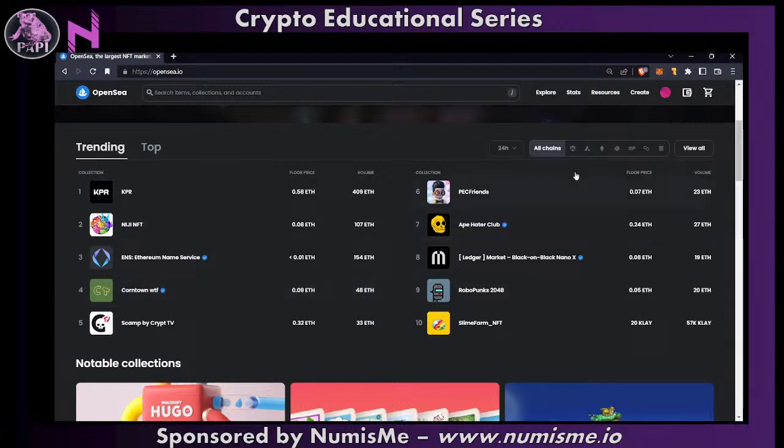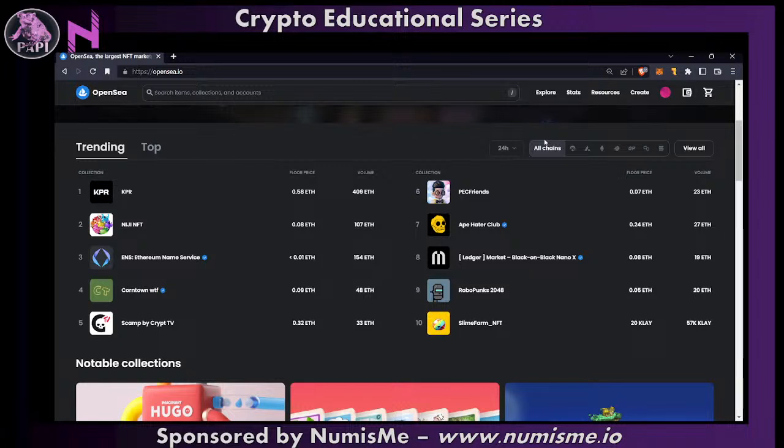Now, this encompasses all chains. Keep in mind that in crypto, you have a variety of what we'll call blockchains, a variety of networks that you can use different services on. For example, Bitcoin is one chain. Ethereum is a completely different chain. The apps that run on Ethereum do not run on Bitcoin. The apps that run on Ethereum do not run on other chains like Solana or Avalanche or even Polygon, right?